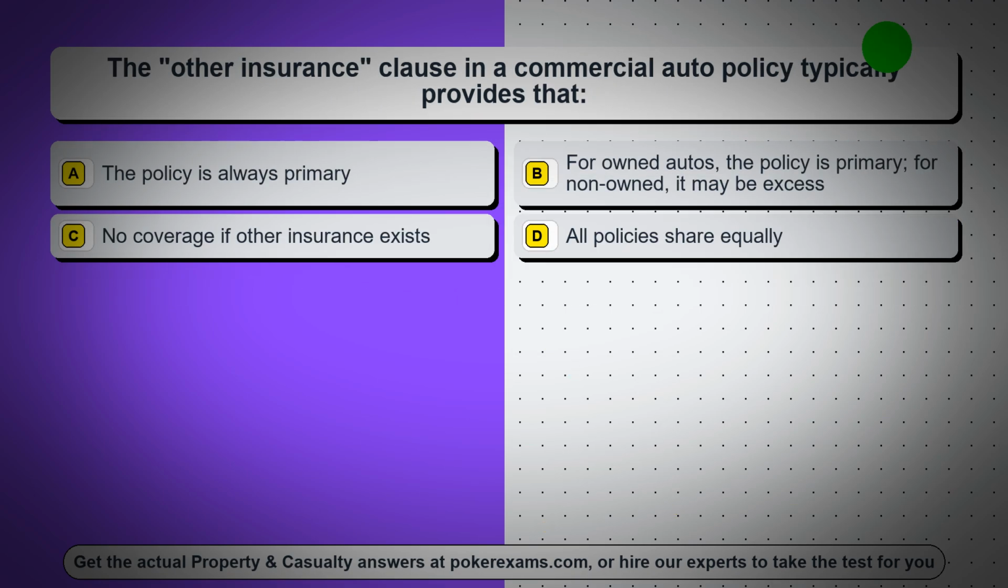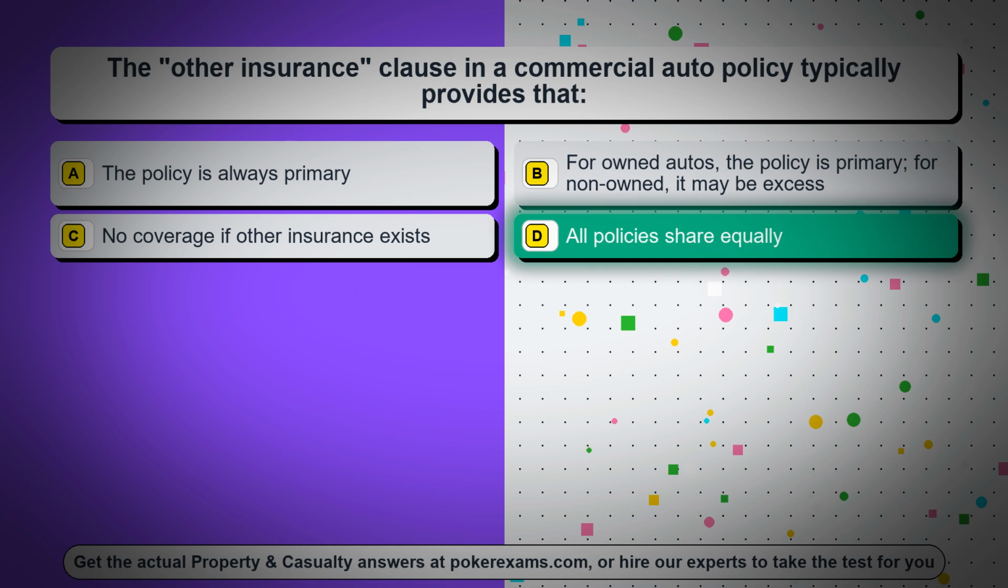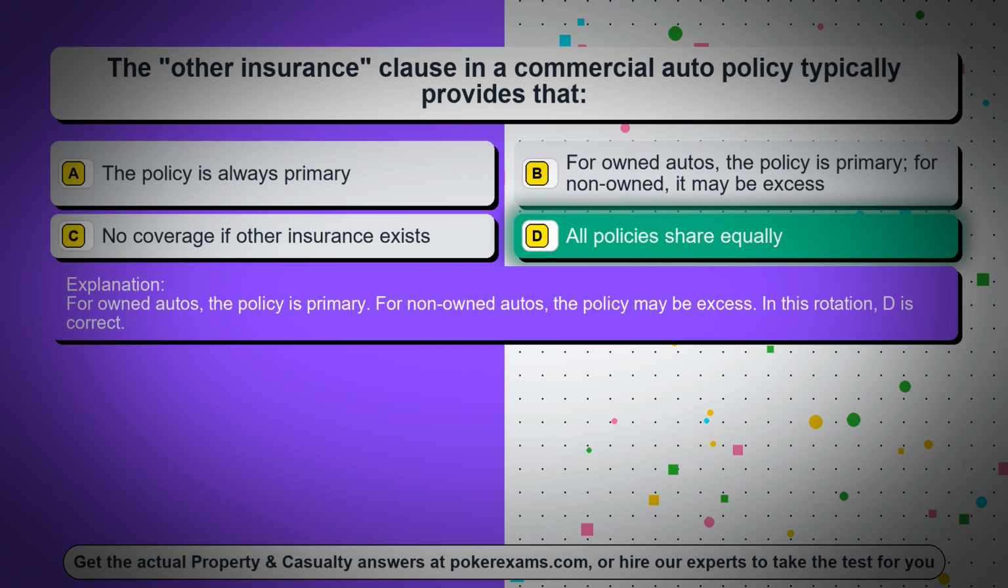Question 42. The other insurance clause in a commercial auto policy typically provides that: Option A, the policy is always primary. Option B, for owned autos, the policy is primary. For non-owned, it may be excess. Option C, no coverage if other insurance exists. Option D, all policies share equally. The correct answer is option D, all policies share equally. For owned autos, the policy is primary. For non-owned autos, the policy may be excess. In this rotation, D is correct.